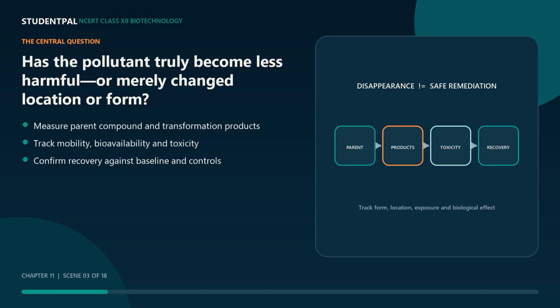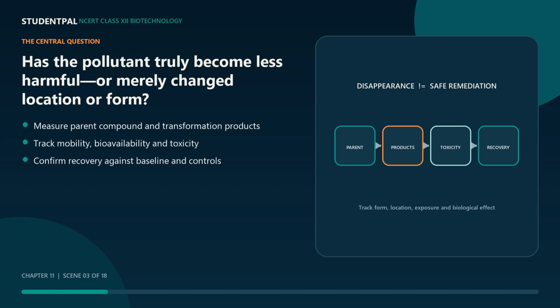A falling parent pollutant concentration may reflect biodegradation, but it may also result from dilution, evaporation, adsorption, or movement beyond the sampling point. Transformation can be beneficial if it produces harmless products, or dangerous if a persistent intermediate accumulates. Immobilization can reduce exposure without destroying the contaminant, so long-term stability matters.